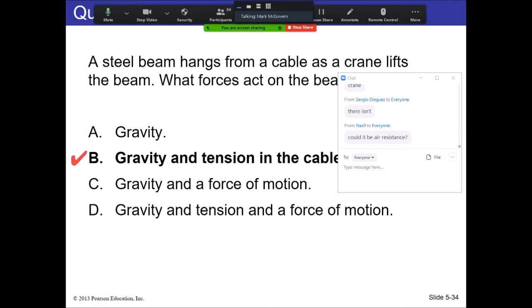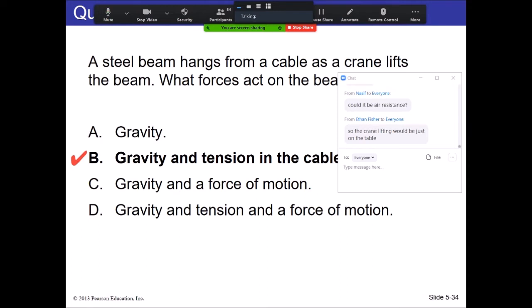Air resistance is a nasty phrase. You don't consider air resistance unless it's indicated in the problem because it's so rare to do. So we would not consider air resistance here. So the crane lifting would just be on the table.